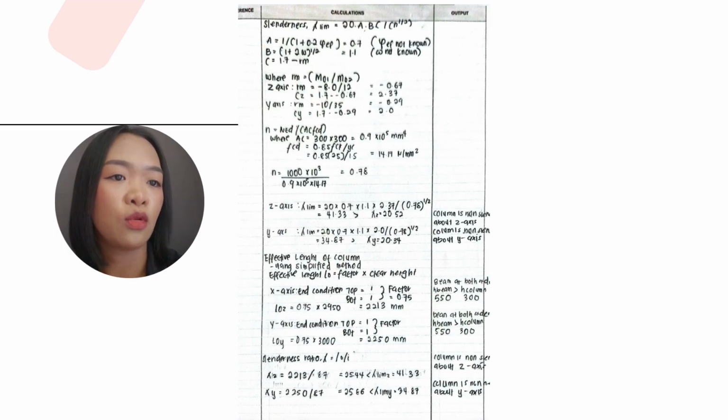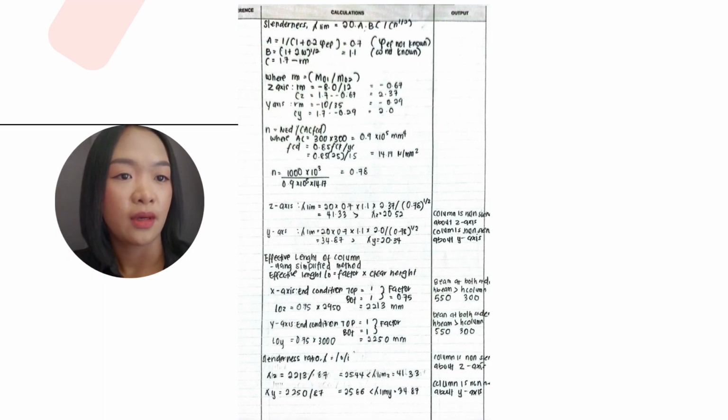This means the column does not behave as a slender column. Therefore, we conclude that the column is a non-slender column in both directions. Second, the other effects are negligible, so the column can be designed using the short column approach. Overall, the column is safe, stable, and meets the design requirements.